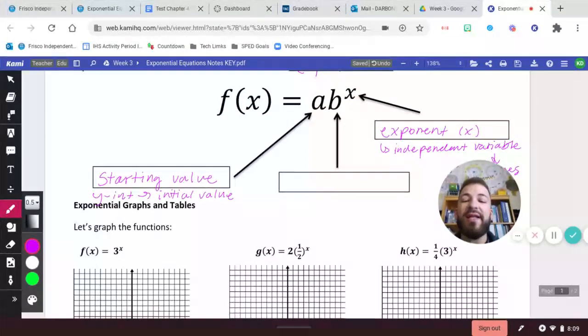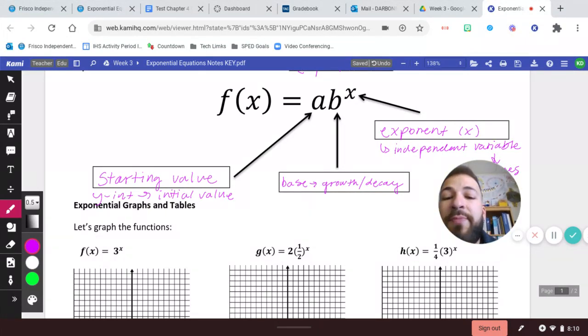Okay, the last but not least is our b. Our b is very important because it is our base. It's kind of what affects our entire graph. Okay, and we have two different kinds of base. We can have a growth base, or we could have a decay base. And what that means is that I can either have a base that's going to make my function grow in value as x goes up, or I can have a base that's going to make my function decay or decrease in value as my x values go up.